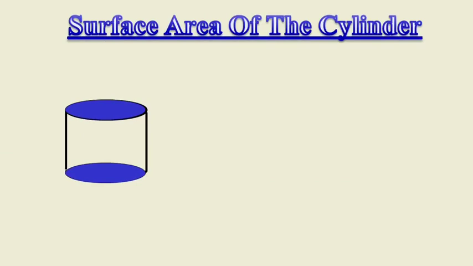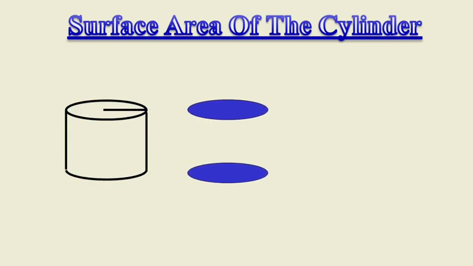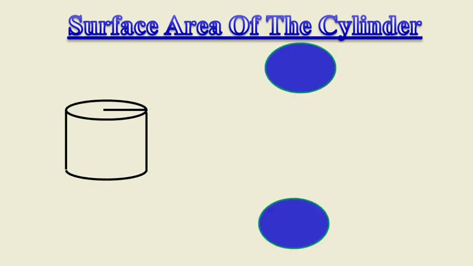Surface area of the cylinder. So here we have a cylinder on our screen. This cylinder has three basic parts which we are going to split. Two circular parts can be taken out from a cylinder. One is called top surface area and one is called bottom surface area, and both the surfaces are circular in shape and both have the same radius or diameter.